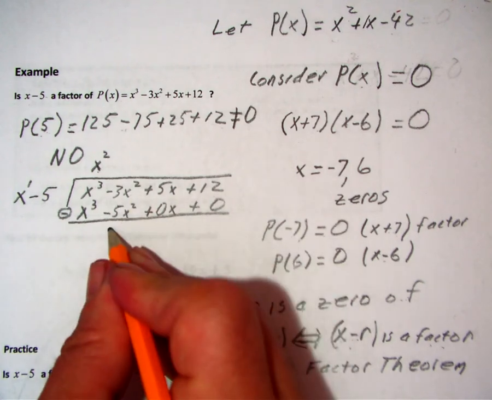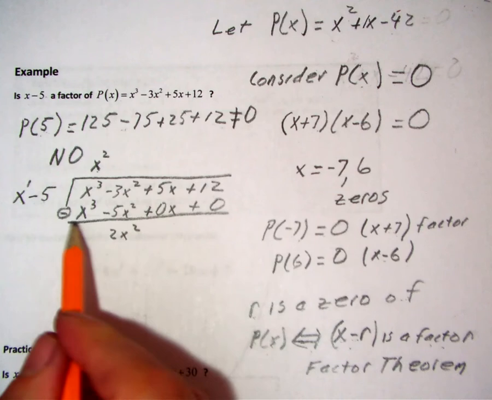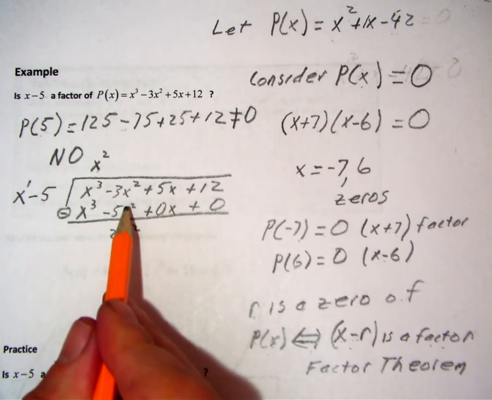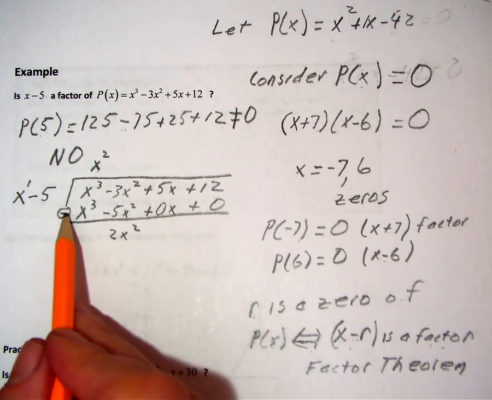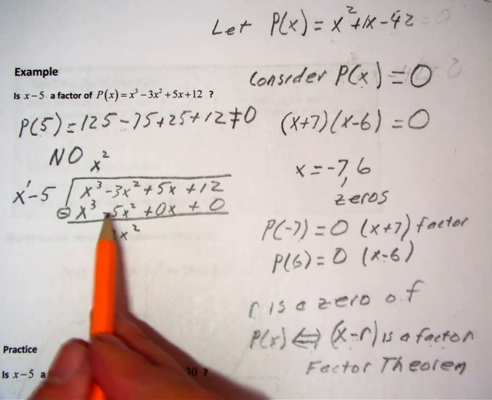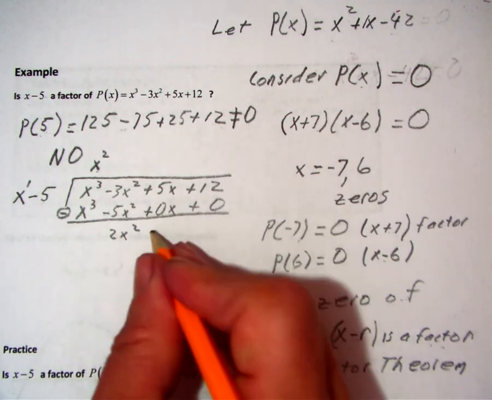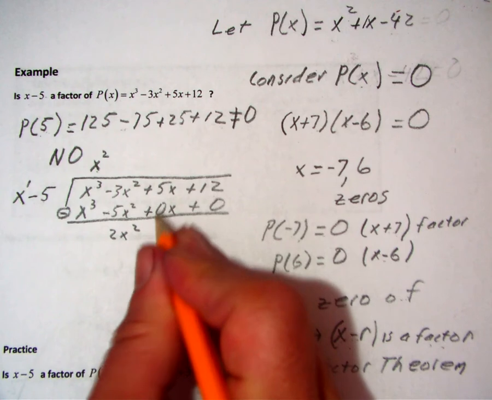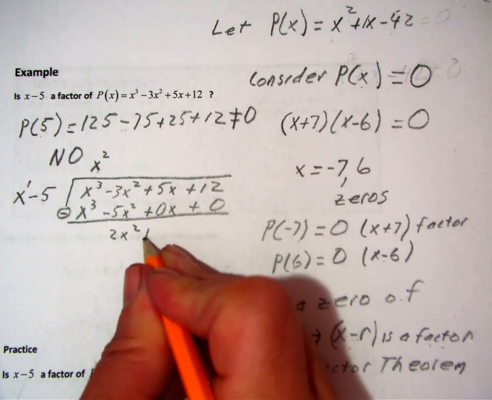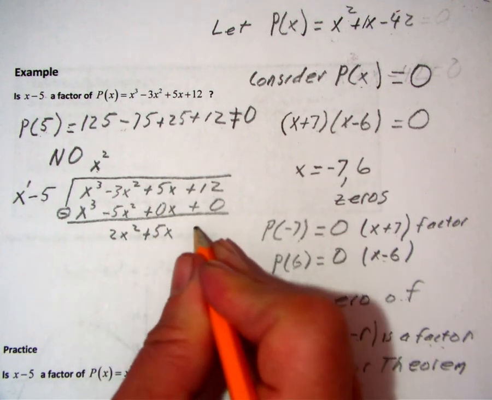Now, this would give you 2x squared. But you see, you're subtracting this in a columnar fashion, so this minus sign here turns that minus sign to a plus sign. Some people just change the signs on this. It's totally your business how you handle this, okay? But this is how I've shown it for a while. Now, 5x minus 0x is plus 5x. And then right here you get 12.